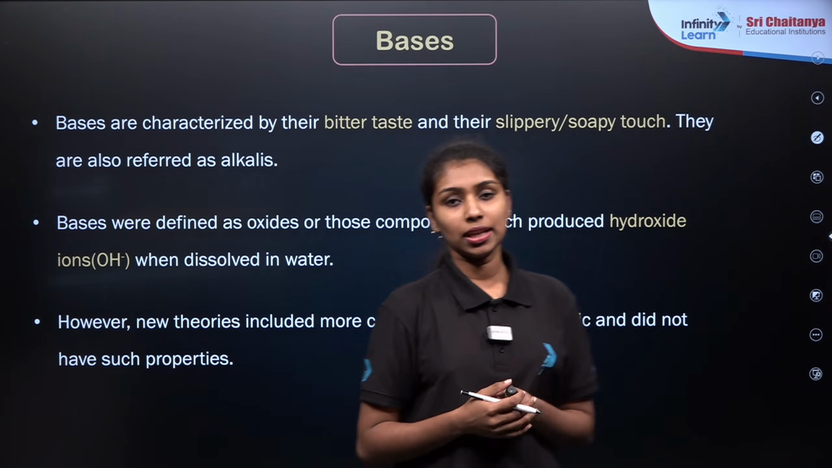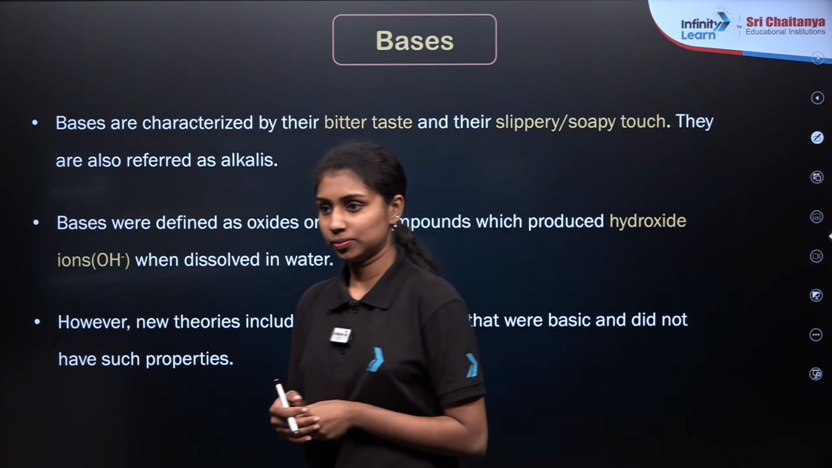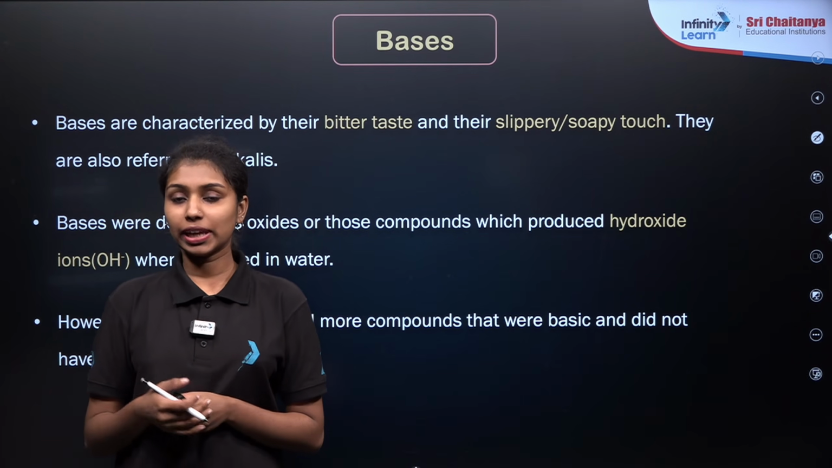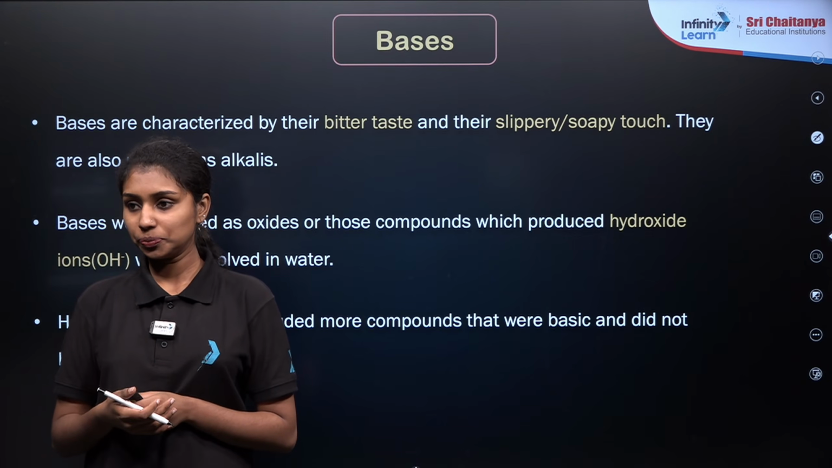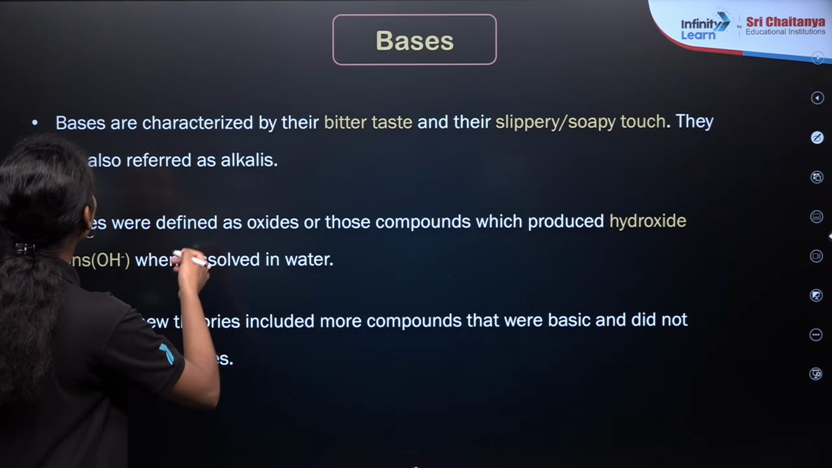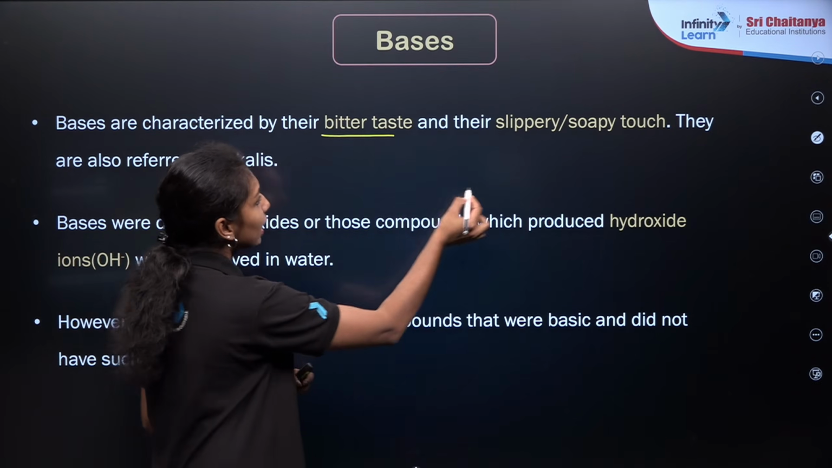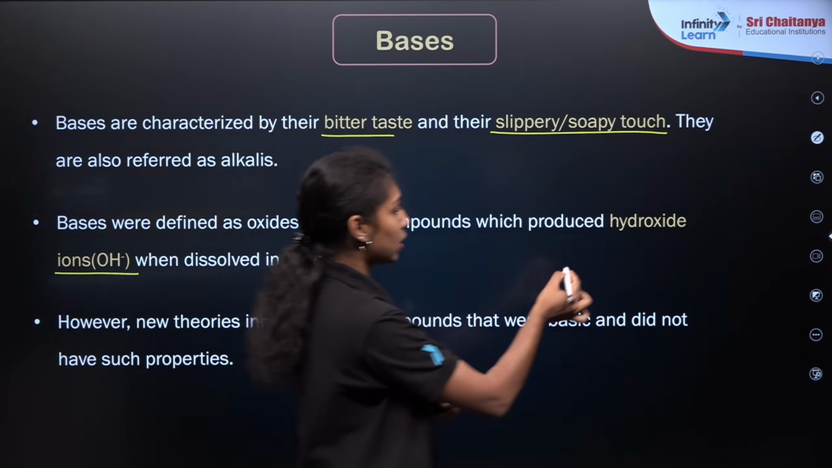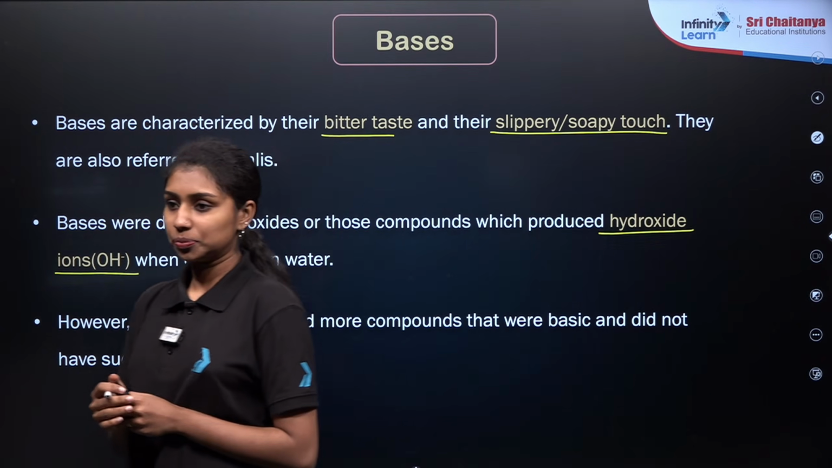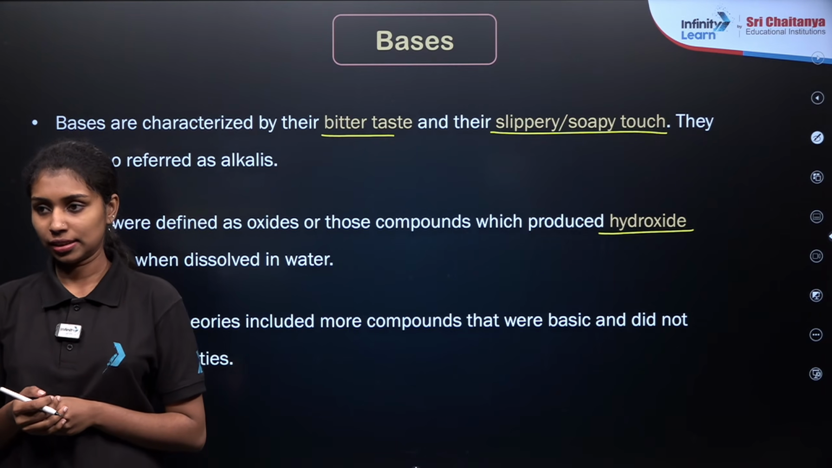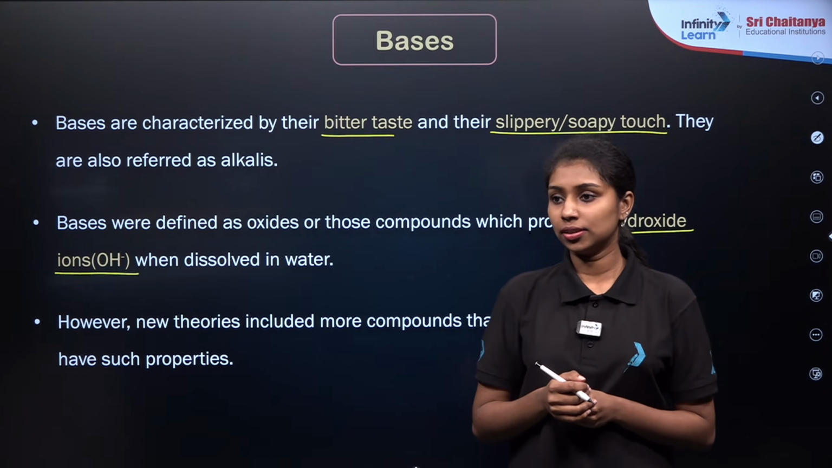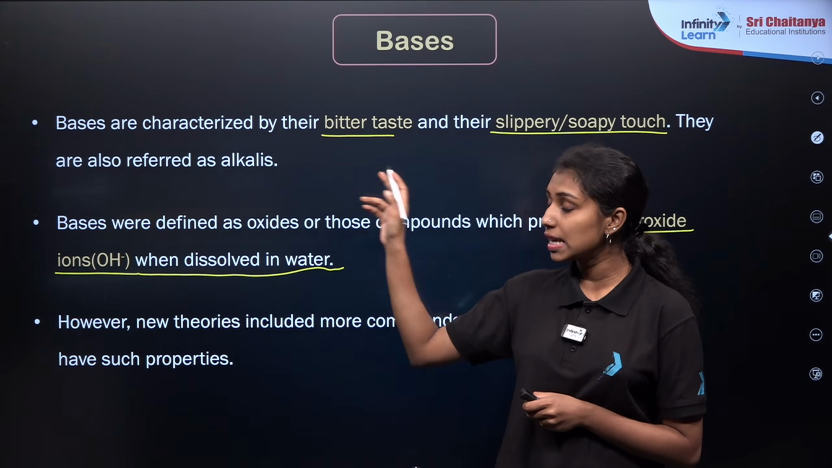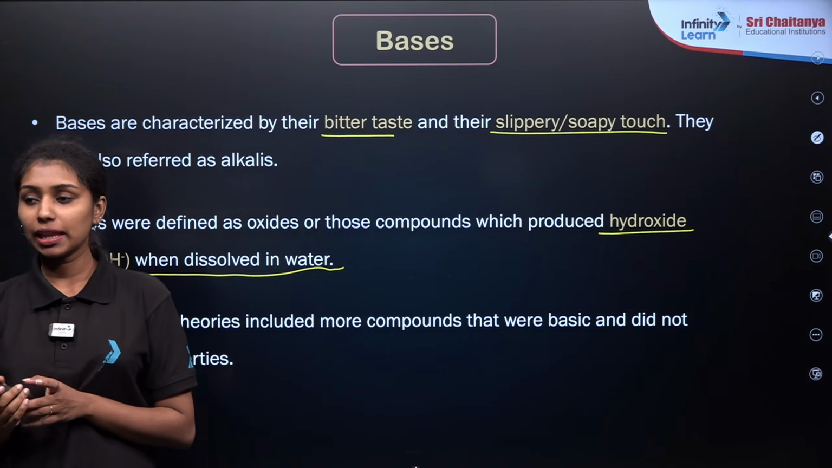Now, what do you mean by bases? How can we define bases? We can define acids as H plus donors, right? Bases are characterized by their bitter taste and they are slippery in nature. They will easily produce the OH minus ion. When dissolved in water, they produce OH minus ion, and they have the bitter taste and slippery nature, right? Can you please give me any example of bases?